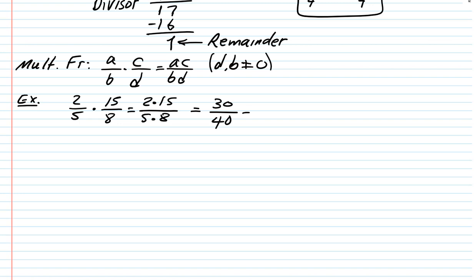This one actually works nicely because 3 times 10 makes 30, and 4 times 10 is 40. We can cross out the common factors. The answer is going to be 3/4.